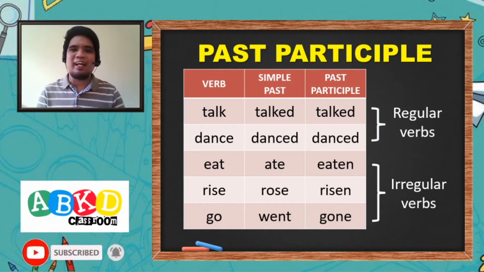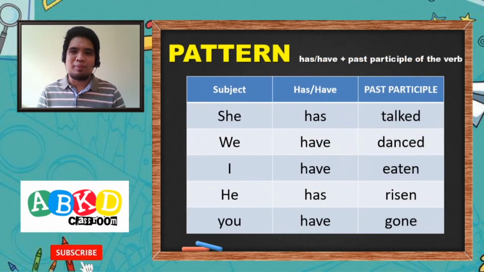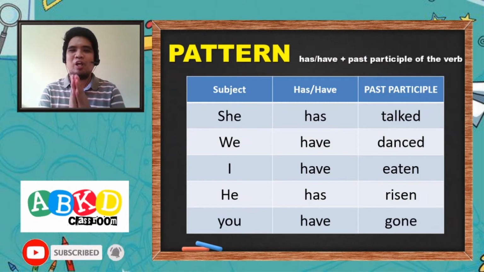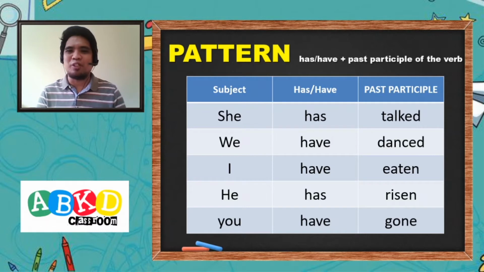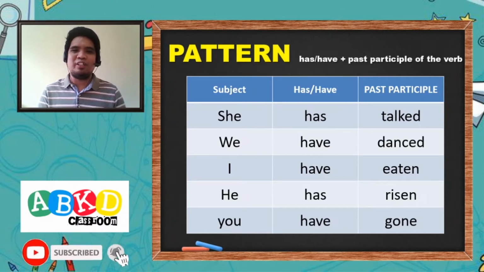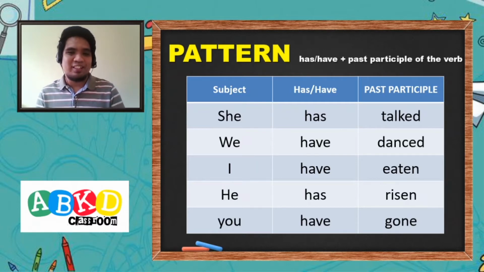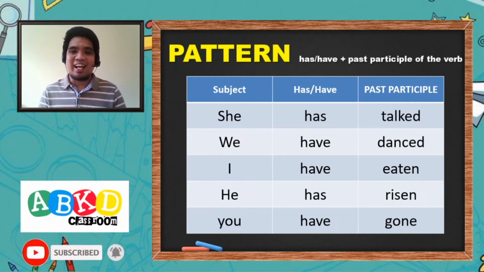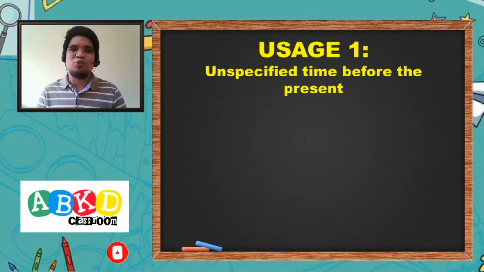Okay? So, pakitandaan, pag gagawa tayo ng present perfect tense, we need to follow the formula. I have here an example of having a subject, having the has and have, and also the past participle. As you observe, we need also to recognize the agreement of the subject and the verb. That's why we have she has talked, we have danced, I have eaten, he has risen, and you have gone. Okay, so after familiarizing the pattern, let's go to its usage.